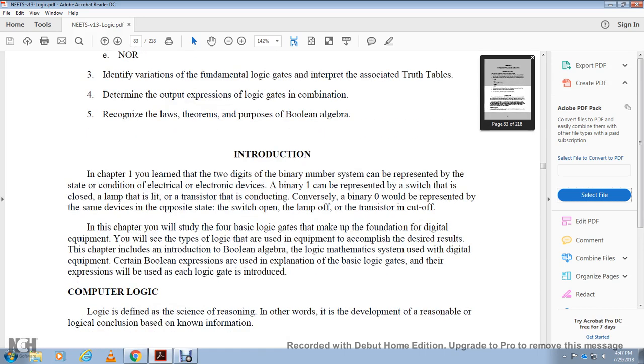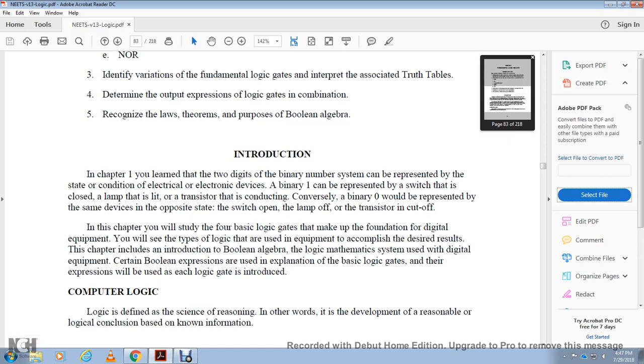In this chapter, you will study four basic logic gates that make up the foundation of digital equipment. You will see how the types of logic in the equipment accomplish the desired result. This chapter also includes an introduction to Boolean algebra, a logic mathematics system. Certain Boolean expressions are used for the explanation of the basic logic gates, and their expressions will be used as each logic gate is introduced.